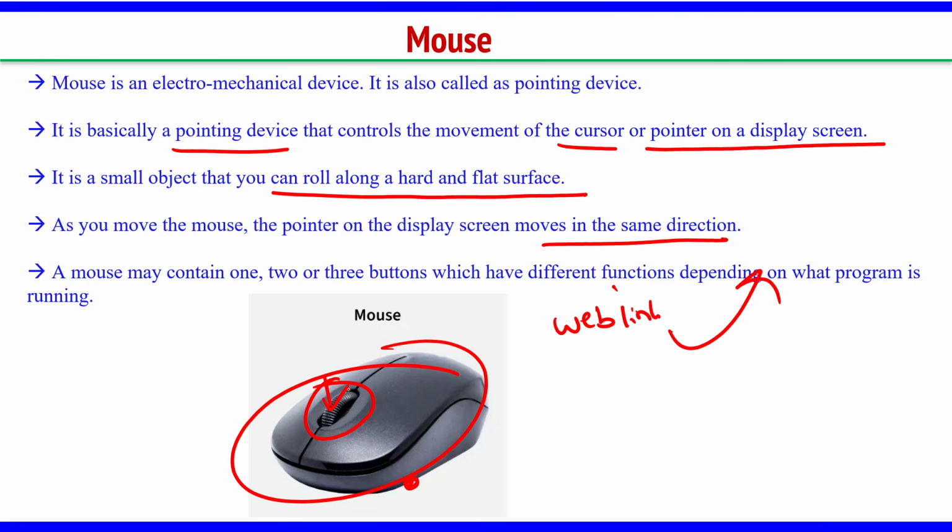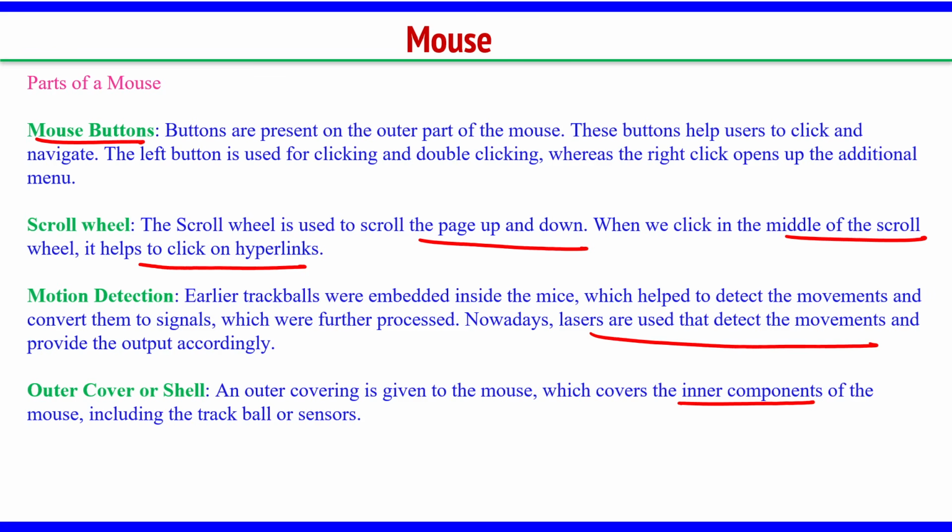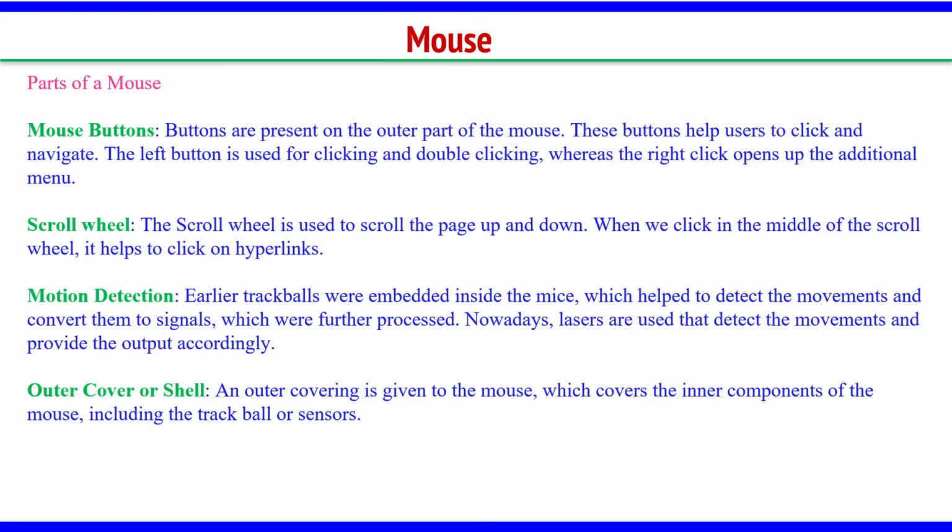What are those? Left click and right click. This is the right click and this is the left click. Buttons are present on the outer part of the mouse. These buttons help users to click and navigate. The left button is used for clicking and double clicking, whereas right click opens an additional menu. So this way we have options on the mouse.